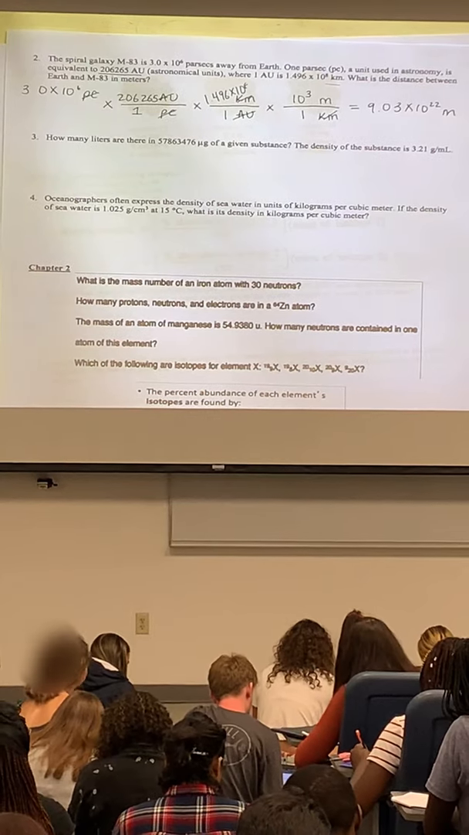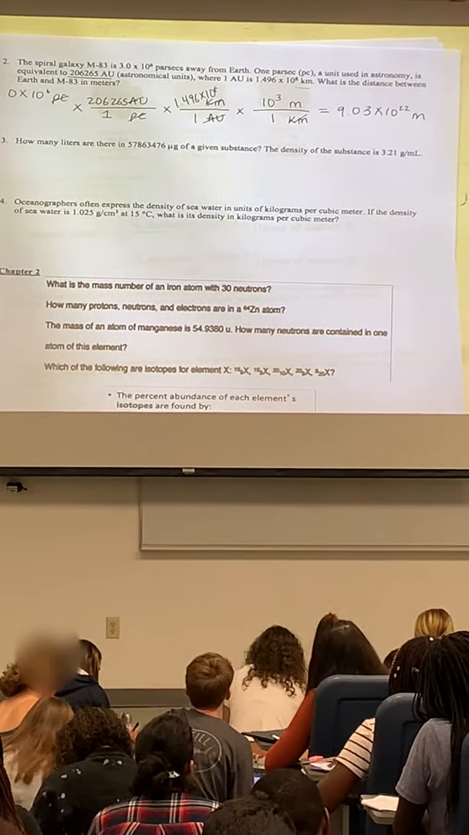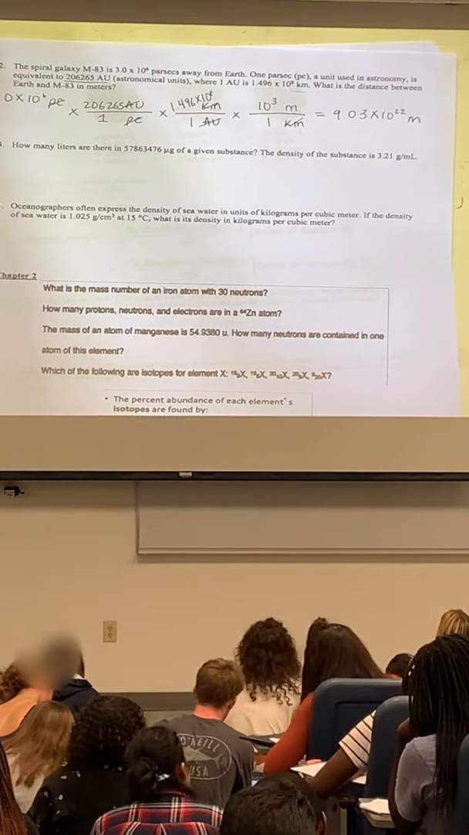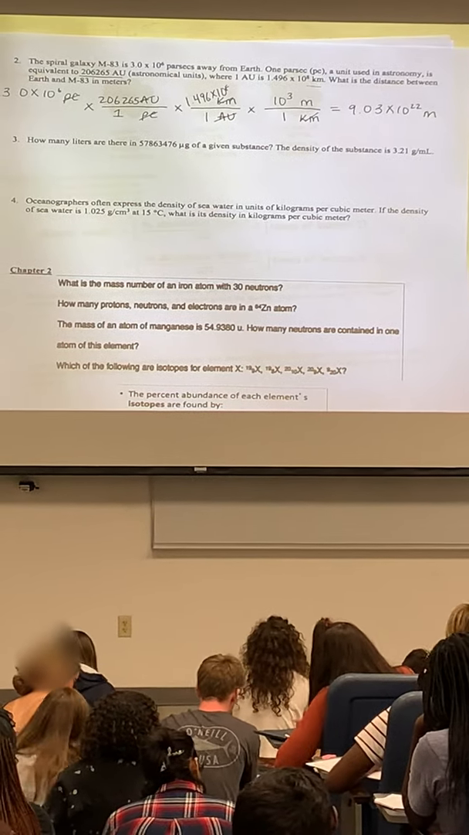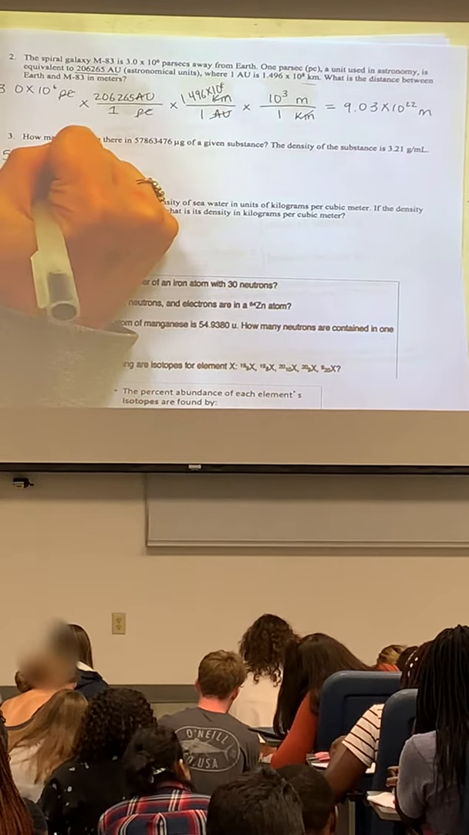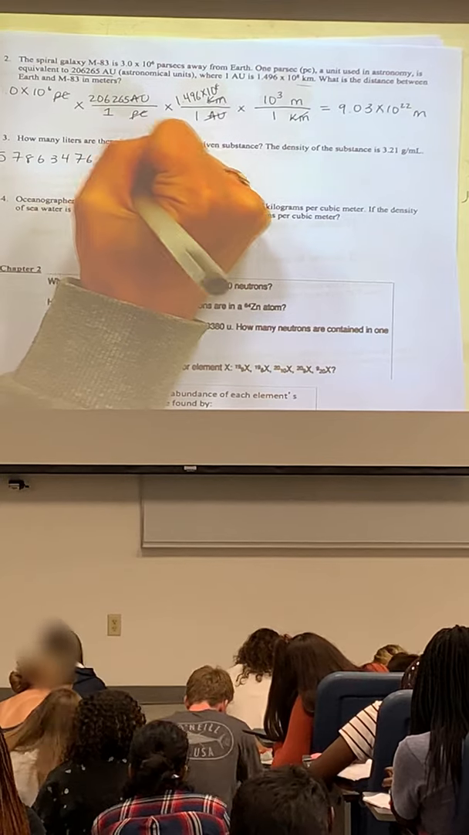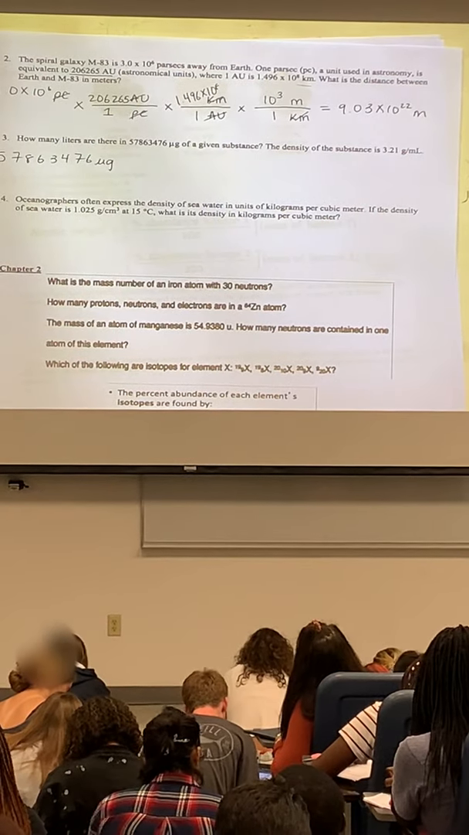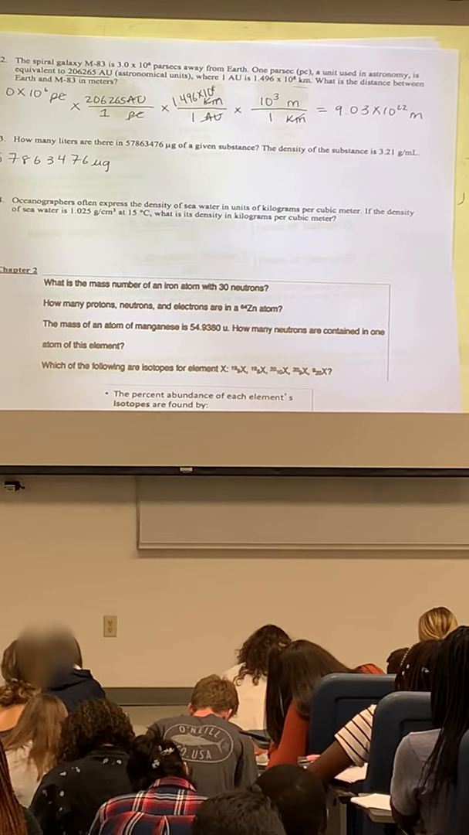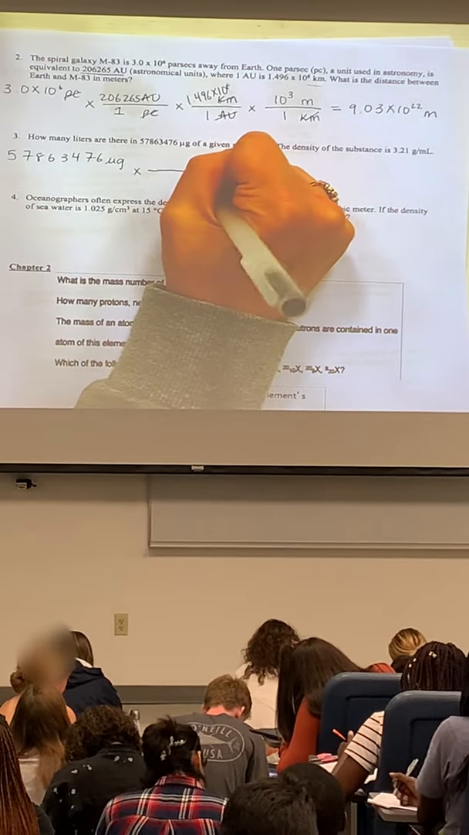How many liters are there in that number of micrograms of a given substance? And then I gave you the density of the substance is 3.21 grams per ml. Starting off the same way. Write down the given number. Micrograms. Where do you guys think we're going to go from micrograms? So we're going to go from micrograms to grams.